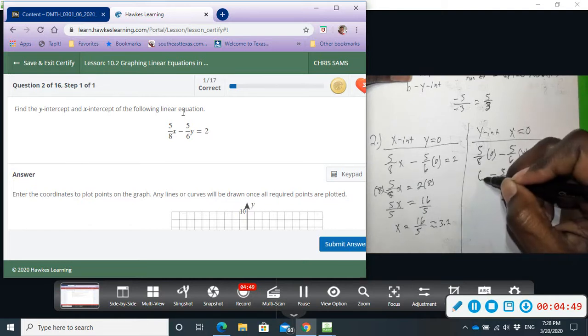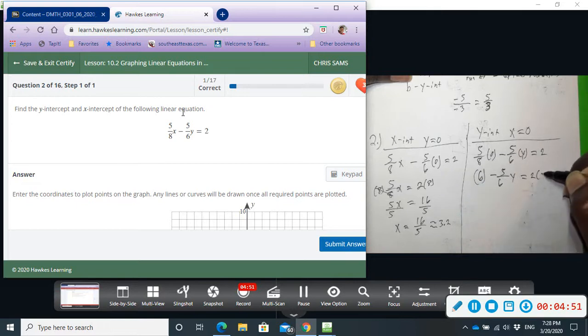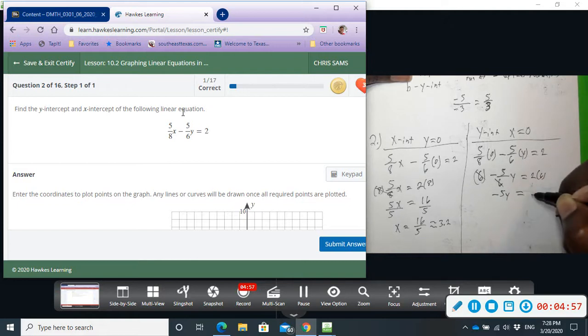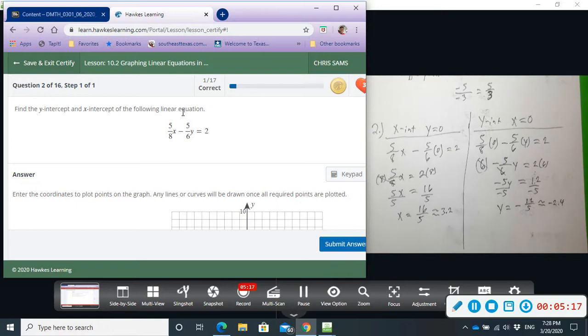So again, I'm going to multiply by 6 to get rid of division by 6. That will go away. I have a negative 5y equals 12, and then divide by negative 5, and we get y equals, we'll just leave it as negative 12/5, which is approximately, 5 goes in there twice, so about negative 2.4. I need to do that so I know where to plot it. Okay, I have to plot it.